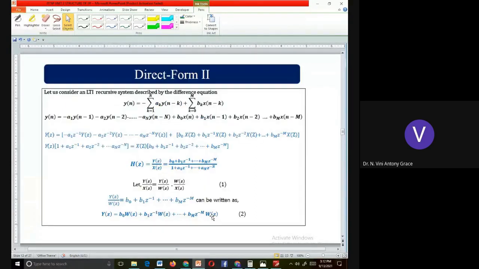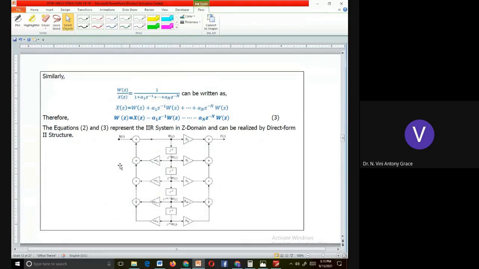Similarly, what you can do is W of z by X of z. How can we represent this as a product of two different terms? For Y of z by W of z, we have considered the numerator alone. So what will be W of z by X of z? It will be 1 by this, 1 divided by the denominator alone. Since X of z is in the denominator, you are considering the denominator term for this W by X. That is what is represented here. W of z by X of z is 1 divided by the denominator term alone.